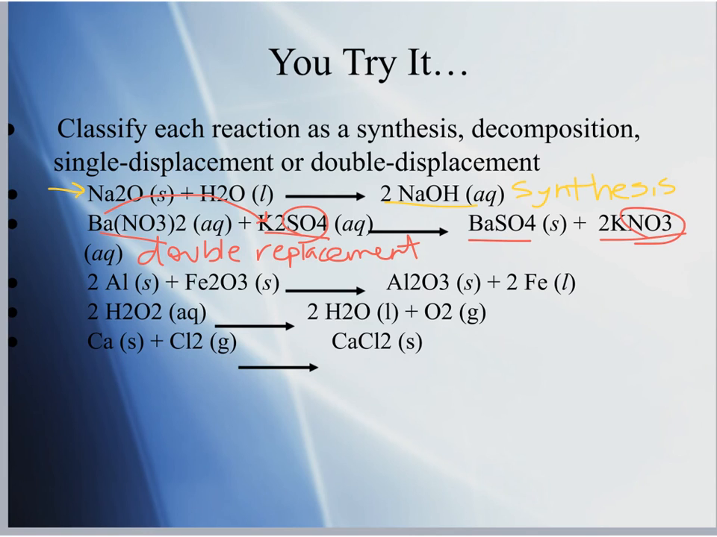Good. All right, the next one, we have a single aluminum and a compound, iron oxide. And we're going to end up with iron by itself, and aluminum oxide is the product. So this is a single element and a compound, so we call this single replacement.